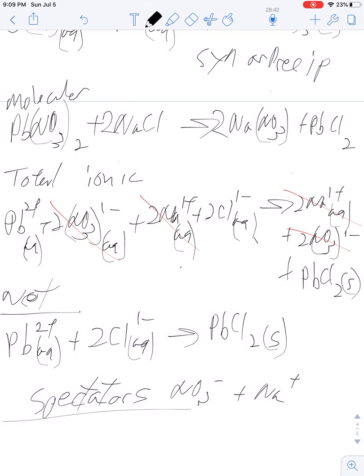So this is an example of what you should be able to do, and the next lecture will be on oxidation reduction reactions and balancing those.